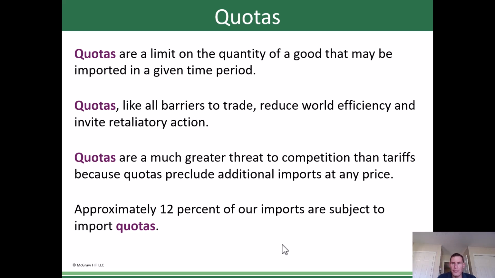Quotas are a much greater threat to competition than tariffs because quotas preclude additional imports at any price. So once you hit, say, a quota of 100,000 units a year, you can't go over that. It's done. You can't send any more, regardless of how cheap it may be. Approximately 12% of our imports are subject to what we call import quotas.